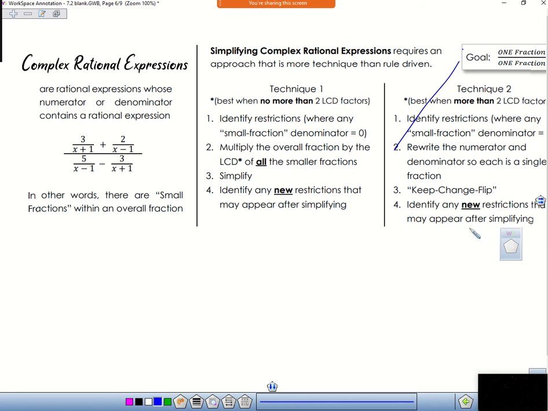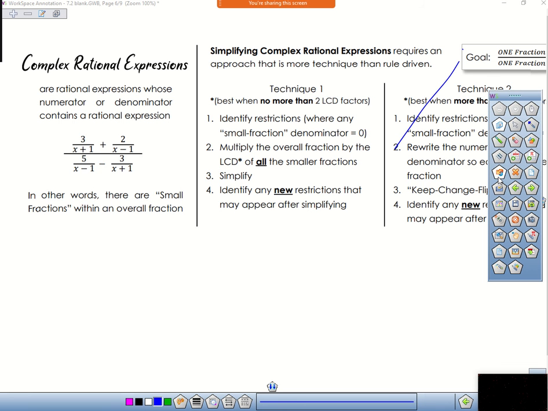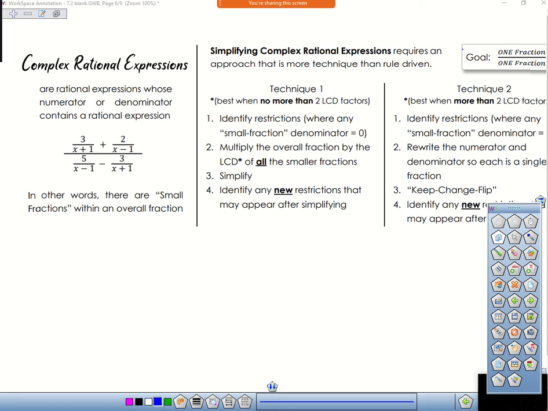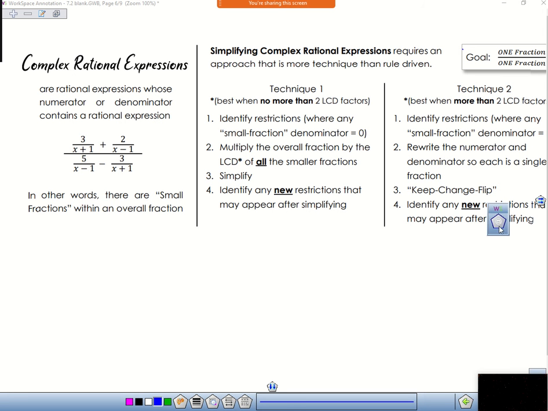All right. So now we're going to be doing complex rational expressions. These are basically when we have two of these problems on top of each other, right? We have a fraction, two little fractions, and then we have the big fraction, as you can see. So small fractions within an overall fraction. There are really two techniques to dealing with this.